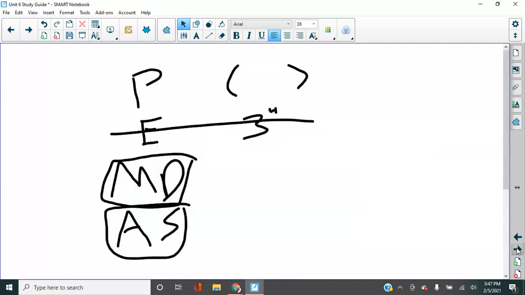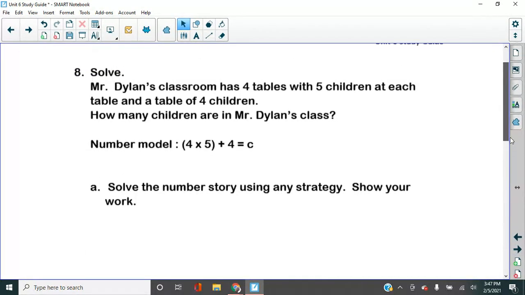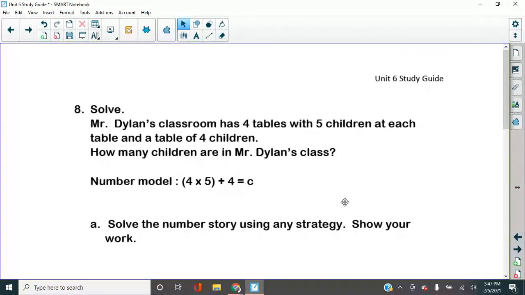All right, did we make it to the end? Almost. That's our last one, I believe, and it's more about using these parentheses. Here we have Mr. Dillon's classroom. It has 4 tables with 5 children at each table and a table of 4 kids. How many children are in Mr. Dillon's class?